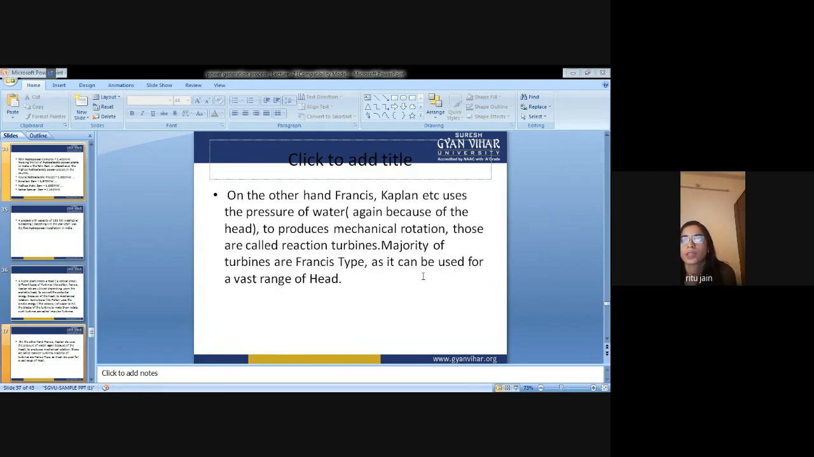On the other hand, Francis, Kaplan, etc. use the pressure of water to produce mechanical rotation. Those are called reaction turbines. So there are two types of turbines: one is the impulse turbine, the second is the reaction turbine. The example of an impulse turbine is the Pelton turbine, and examples of reaction turbines are the Francis and Kaplan turbines. The majority of turbines are Francis turbines because they can be used over a vast range of head, since they use the pressure of the water to rotate the turbine.